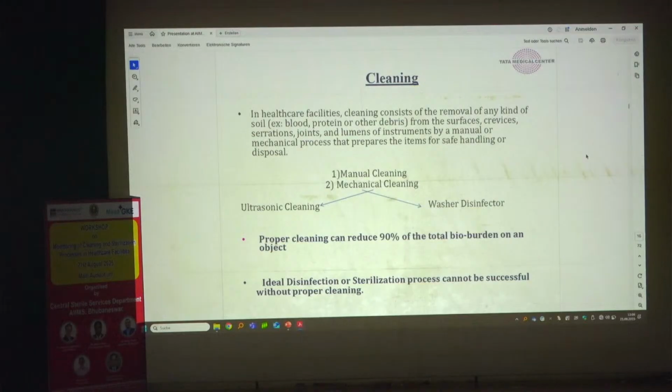I will not go through the cleaning in detail. I just tell you that we maintain 2 types of cleaning method. One is manual, another one is mechanical. In mechanical cleaning, there are 2 things: the ultrasonic cleaner and the washer disinfector. As was said in the last presentation, proper cleaning can reduce 90% of the bioburden on an object, and an ideal disinfection and sterilization process cannot be successful without proper cleaning.